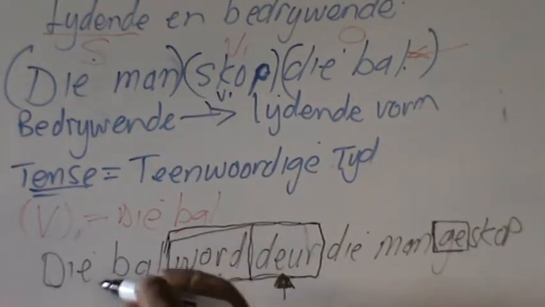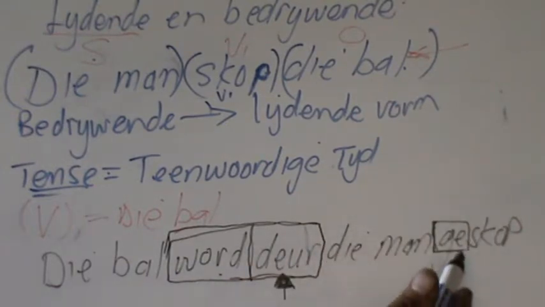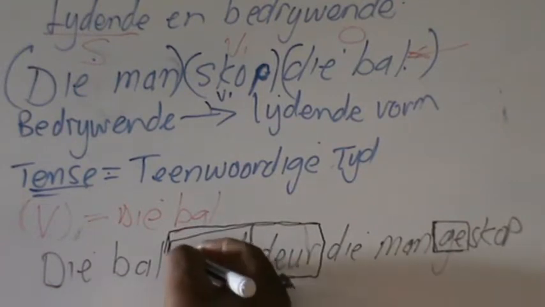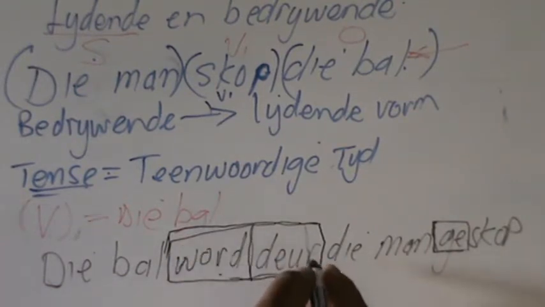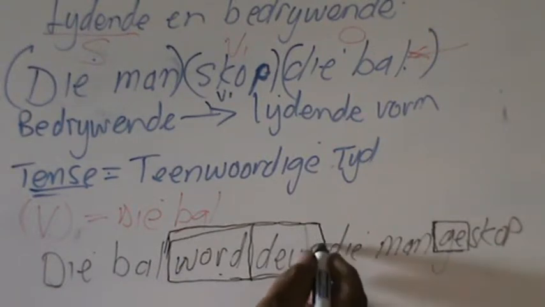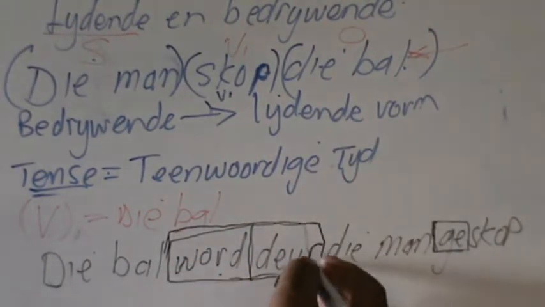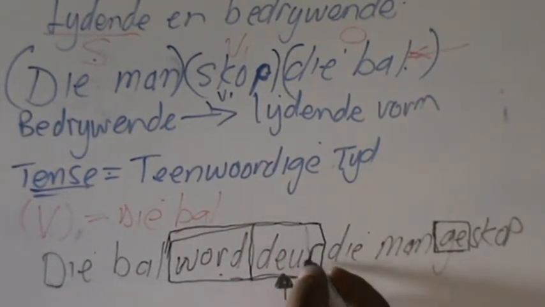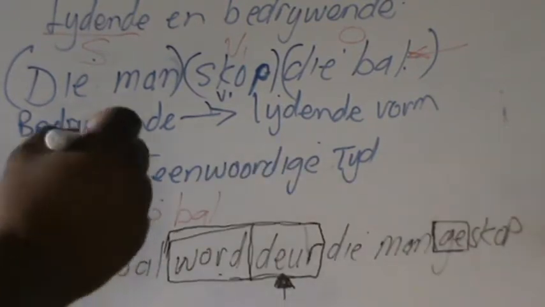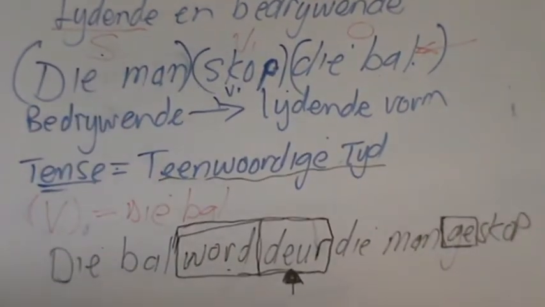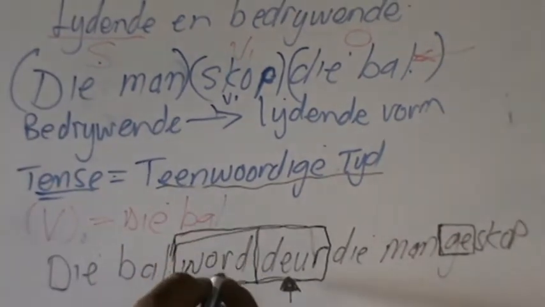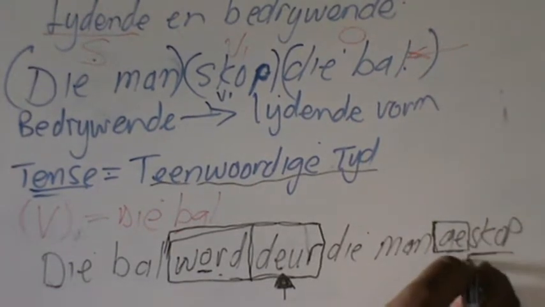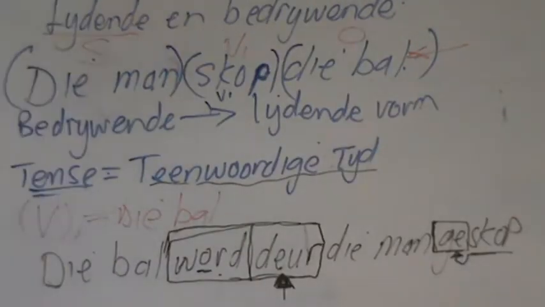You cannot say die bal word die man geskop, alright? Then you are going to get it wrong. Please, when you're using word, then word is also a verb, by the way. If you're using word, then it has to have deur there, alright? Please, always remember that when you use word, when you're going to lydende vorm, word will go with deur in the present tense, right? Remember, we were dealing with present tense. In present tense, it is word deur, and then at the end, our verb gets a ge, right? Our verb gets a ge there at the end.